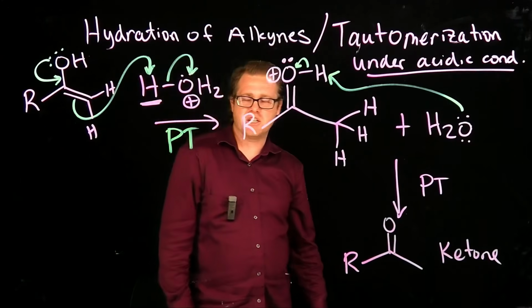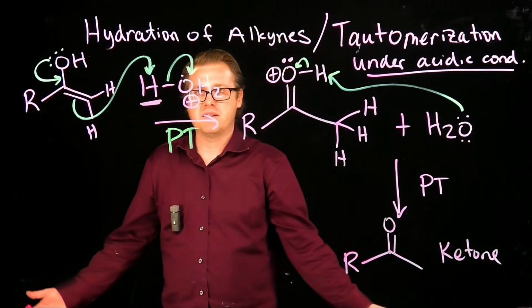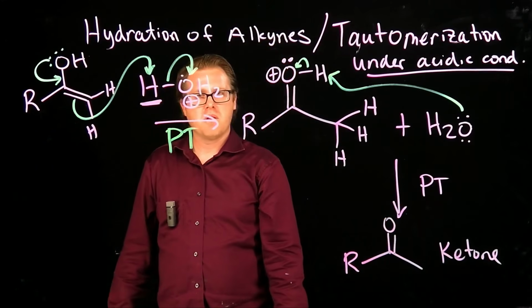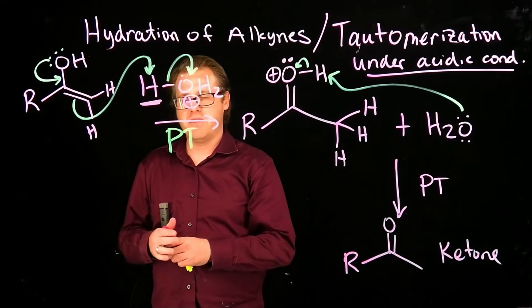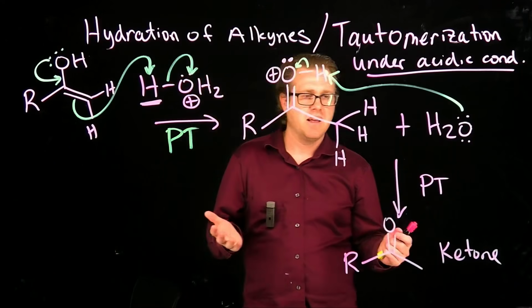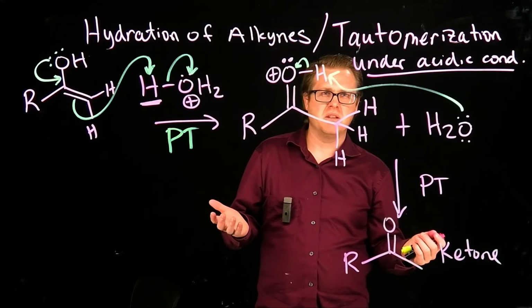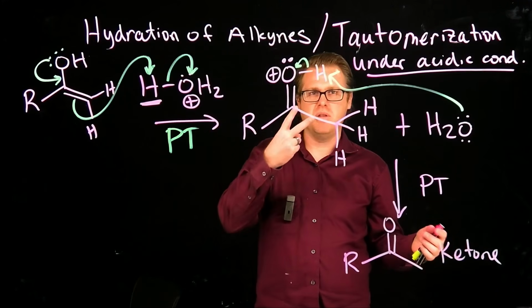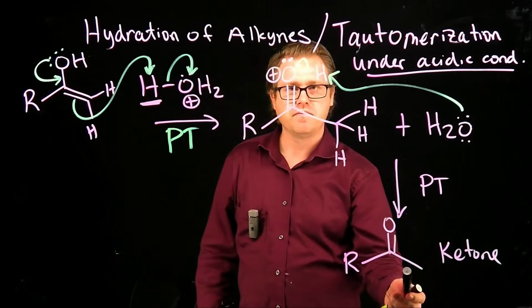So tautomerization under acidic conditions is just 2 proton transfers. When you think about it, based off of those 10 mechanistic steps that I've been teaching you, it's really not that hard, right? It's just a simple proton transfer, 2 of them, just in a row, to get you your ketone.